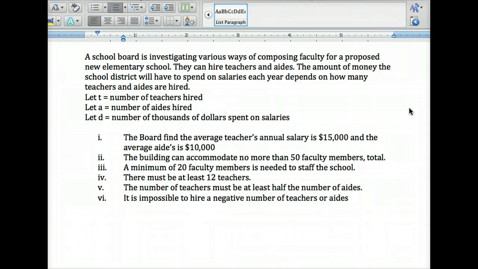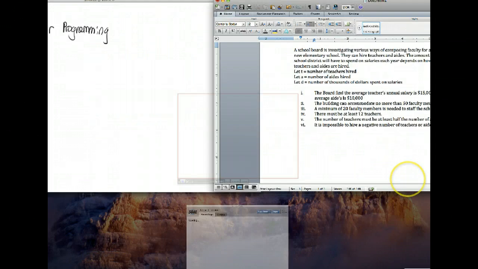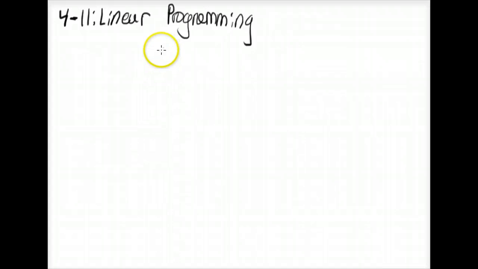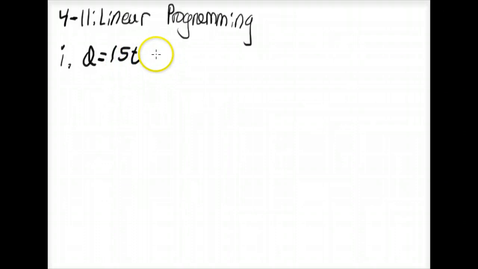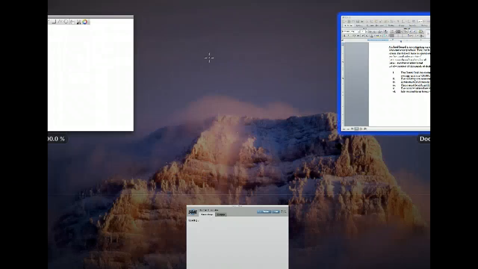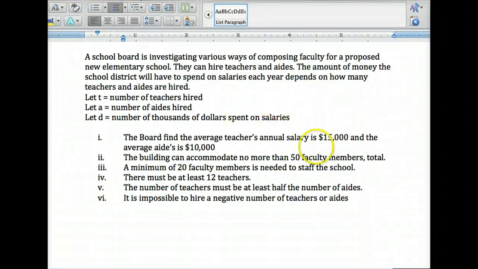The first restraint says that the board finds that the average teacher's annual salary is $15,000 and the average aide's is $10,000. So it's not really a restraint, but we can write an equation for that relationship. For that first restraint, the number of dollars spent, D, is going to equal 15T plus 10A, because D is the number of thousands of dollars spent, and the average teacher's salary is $15,000 and the average aide's is $10,000.